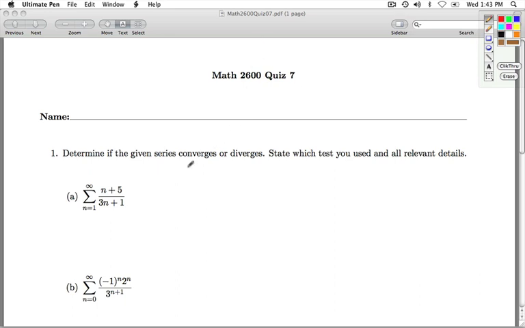Hi folks, this is Calc 2 Quiz 7. We're asked to determine if the given series converges or diverges and state which test you used and all the relevant details. Remember, the first test we always use is the nth term test.